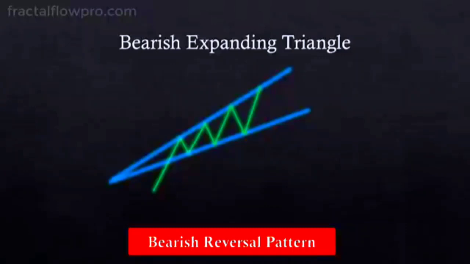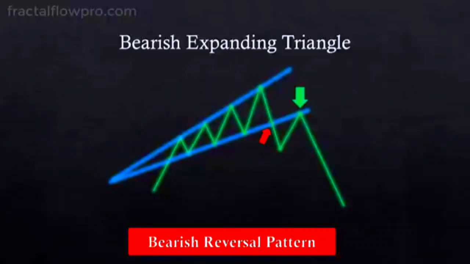The way to trade a bearish expanding triangle is to wait for price to break below the lower line and wait for it to retrace back to this line to test it as resistance. The stop should be above the highest high in the triangle, and the target should be at least 3 times as large as the stop loss size.